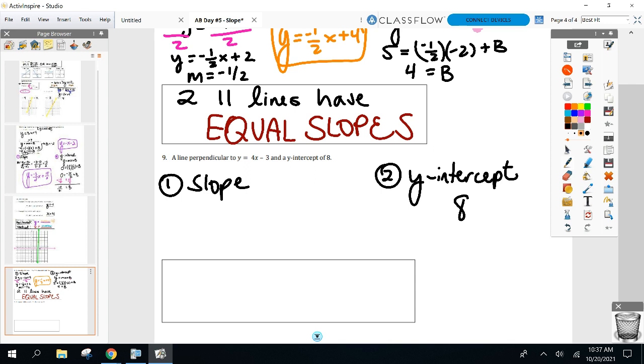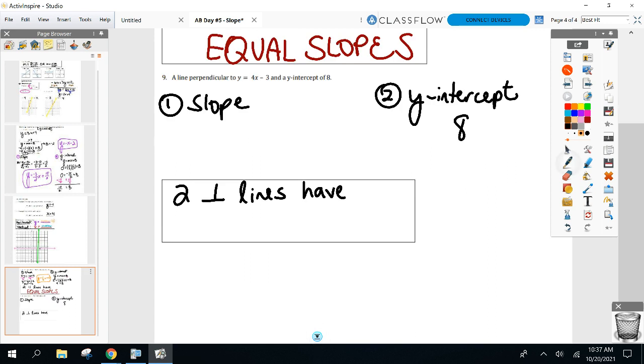Let's write the rule down then before we move on. Two perpendicular lines have negative, and I'm going to use a big word here, reciprocals for slopes.